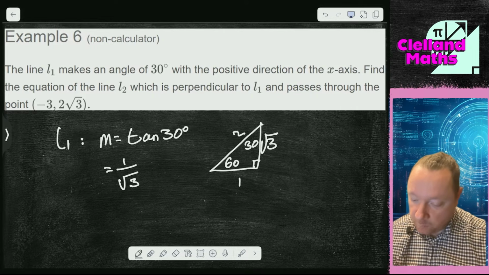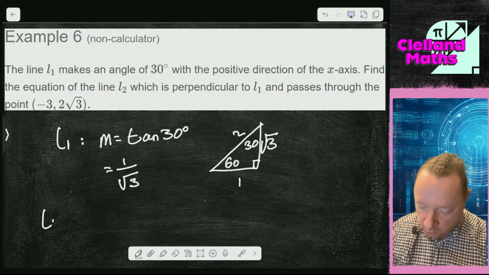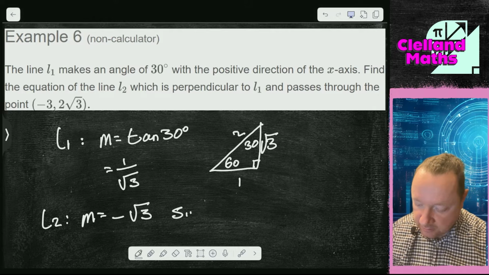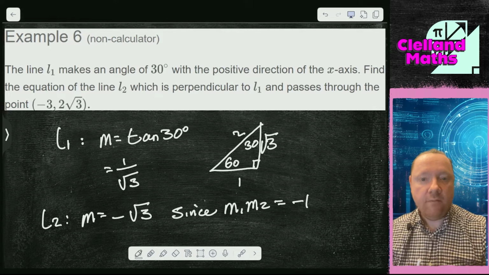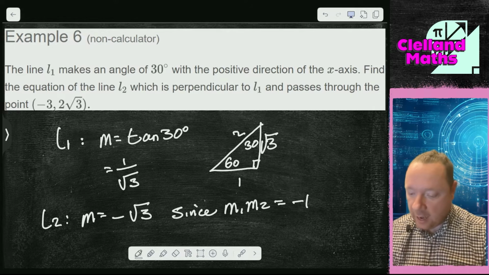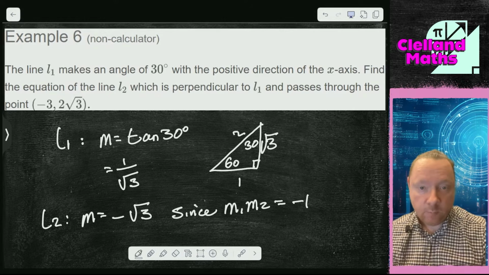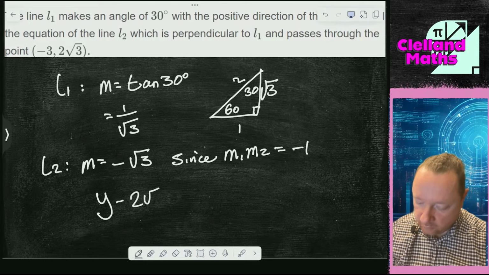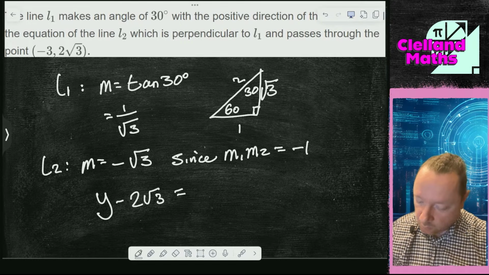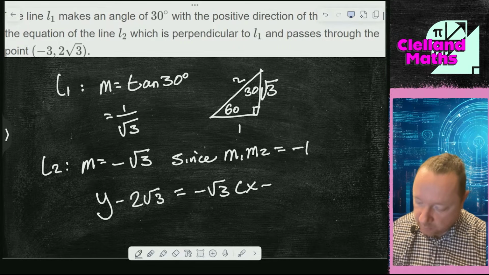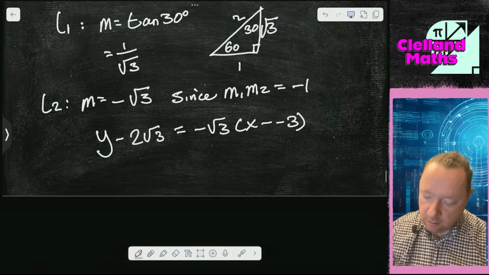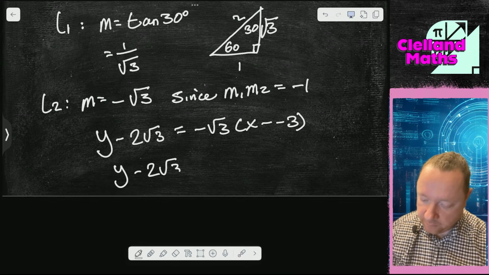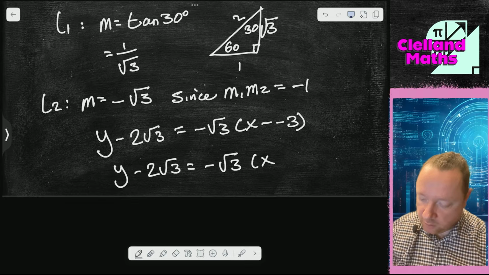Find the equation of L2, which is perpendicular to L1. So L2, the gradient must equal straight away minus root 3, since m1 times m2 equals minus 1. Don't forget the statement. Now we move on and use our point in the usual way, y minus b equals m times x minus a. So we've got y minus 2 root 3, funky numbers, equals minus root 3 times x minus minus 3. Y minus 2 root 3 equals minus root 3 x plus 3.